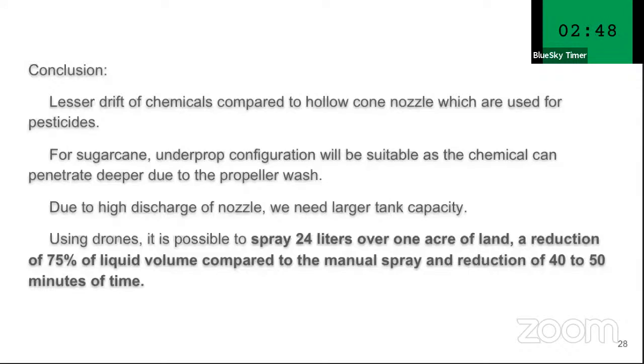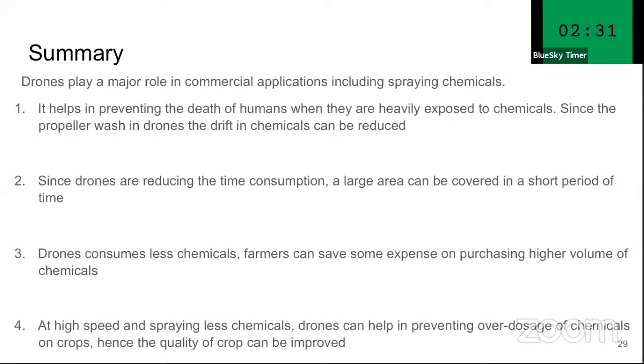Due to the high discharge of the nozzle, we need larger tank capacity, and using drones, it is possible to spray 24 liters over 1 acre of land, a reduction of about 75% of liquid volume compared to the manual spray, and a reduction of about 40 to 50 minutes of spraying time. So in summary, I think I'm just about on time.